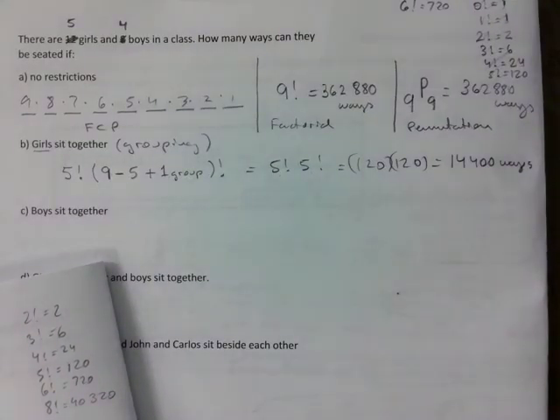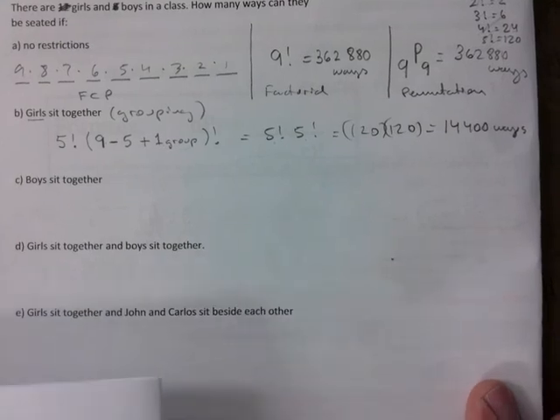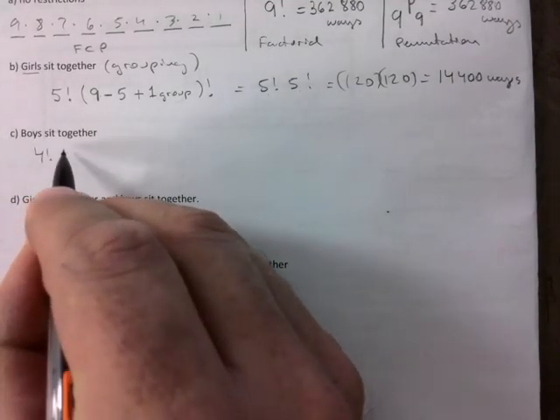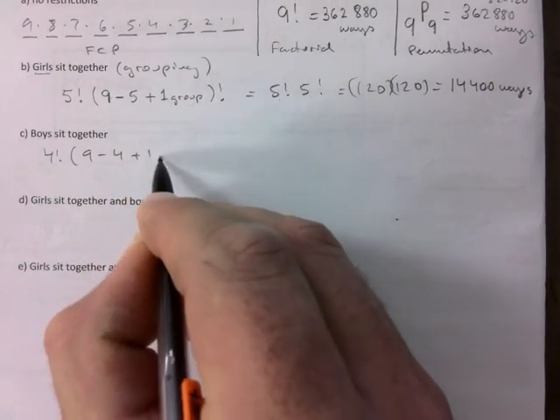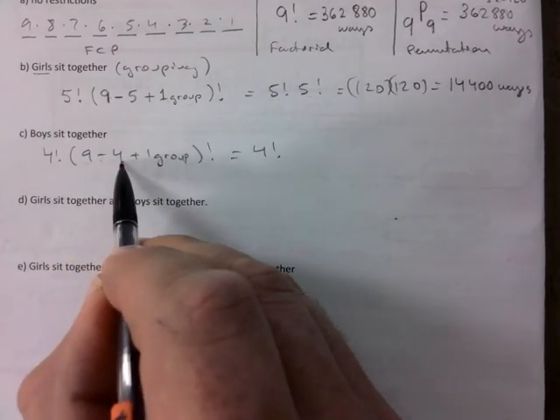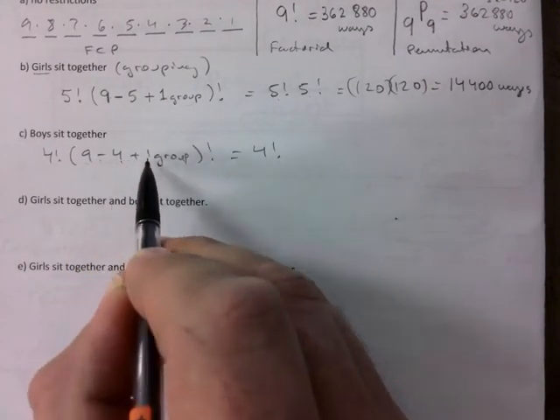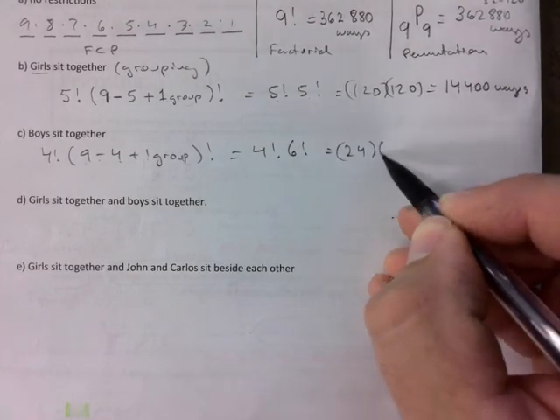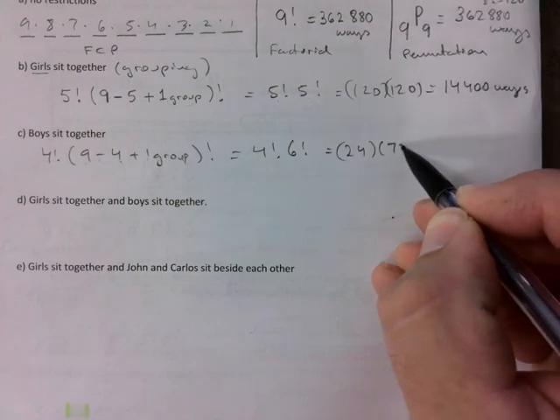Technically, grouping counts as a restriction, right? We just didn't look at it before. And so now, boys sit together. So there'll be 4 factorial times (9 minus 4 plus 1 group) factorial, so that'll be 4 factorial. 9 minus 4 is 5, plus 1 is 6. So that is 24 times 120. No, 720.